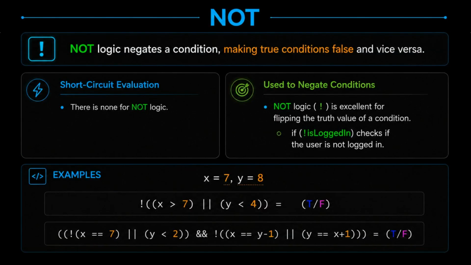Not has no short-circuit behavior. There's only ever one condition to evaluate, so there's nothing to skip. It's excellent for flipping a condition's truth value directly, like checking if is logged in is not true to detect someone who hasn't signed in yet. Not often pairs naturally with and or to build more complex logical expressions.